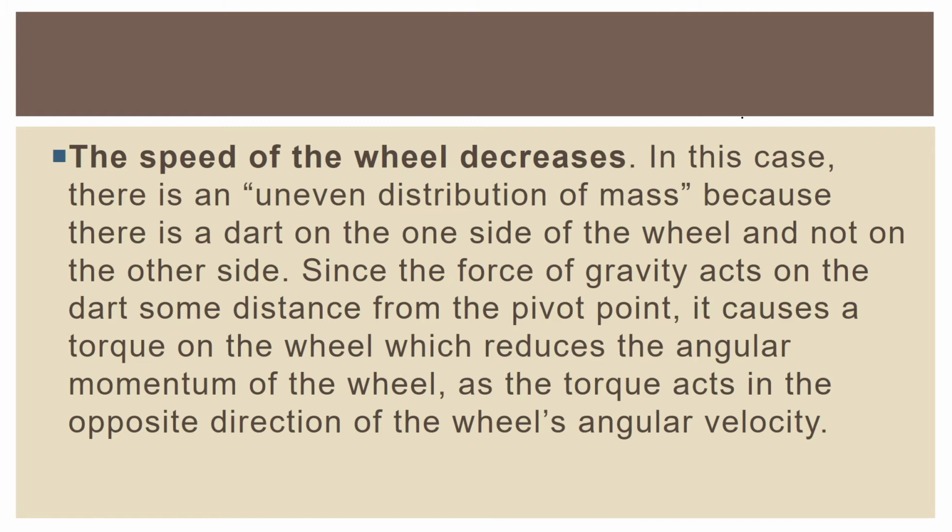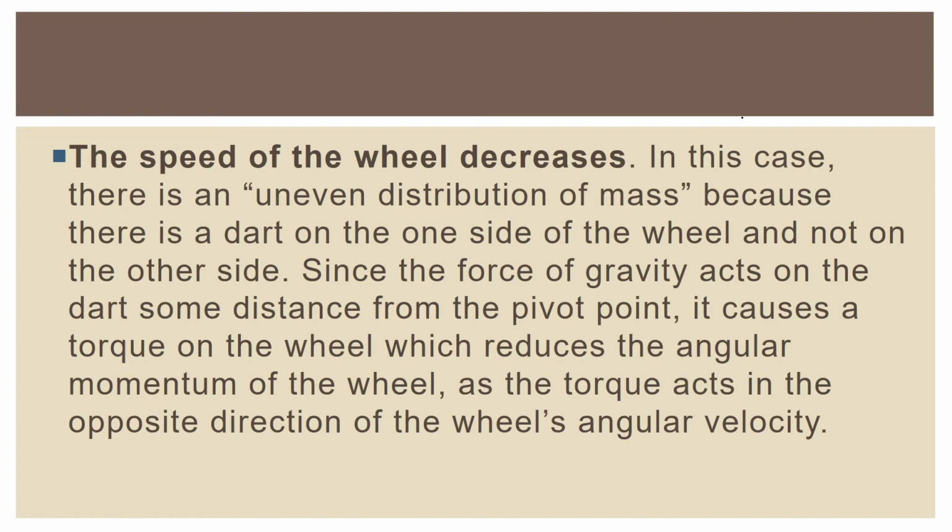Since the force of gravity acts on the dart some distance from the pivot point, it causes a torque on the wheel, which reduces the angular momentum of the wheel as the torque acts in the opposite direction of the wheel's angular velocity. Take a second to pause this video here and write that down, adding any parts of this explanation that may be missing from your own. And when you hit play, we'll move on.